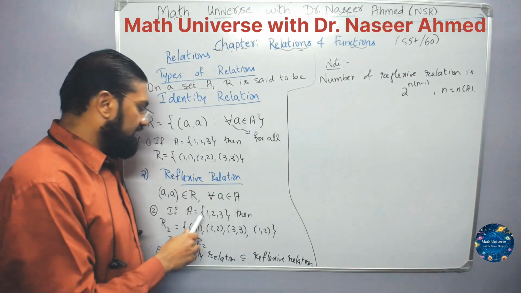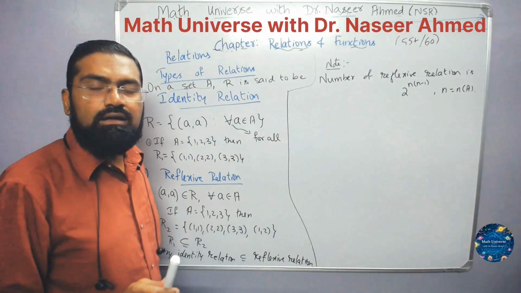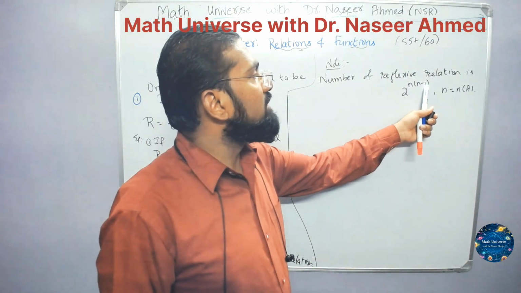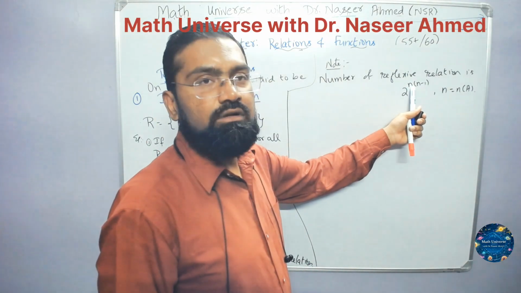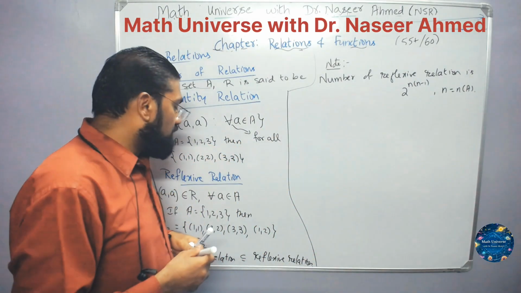For example, if I take A is equal to 1, only one element, then 1 comma 1 is the only reflexive relation. So put n is equal to 1 here. 1 minus 1 is 0. 1 into 0 will be 0. 2 power 0 is what? 1. Similarly, put n is equal to 2.